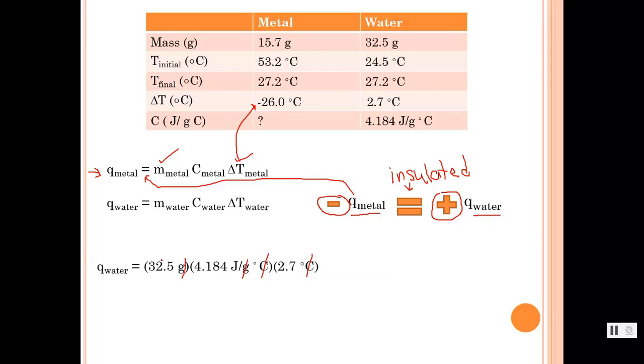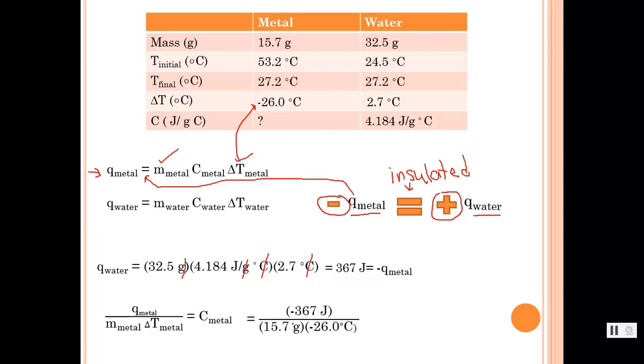But multiplying these 3 into your calculator should give you 367 joules. That's equal to Q of the water, which is now equal to negative Q of the metal. So that's great. So now we can use our Q equals mc delta T of the metal, solving for C by dividing both sides by m delta T. Therefore, I can start replacing variables.